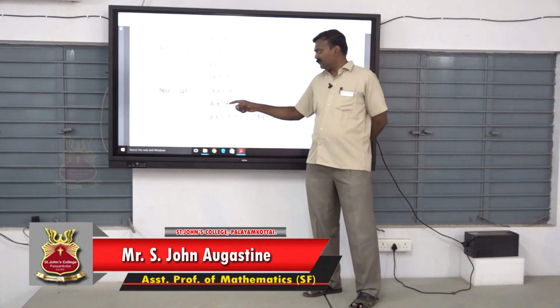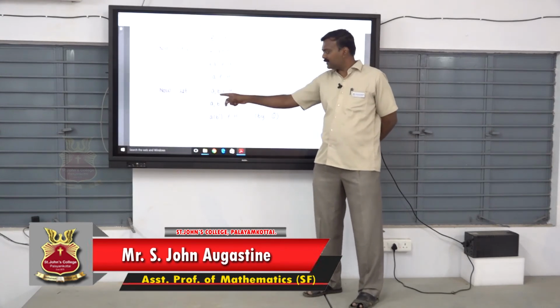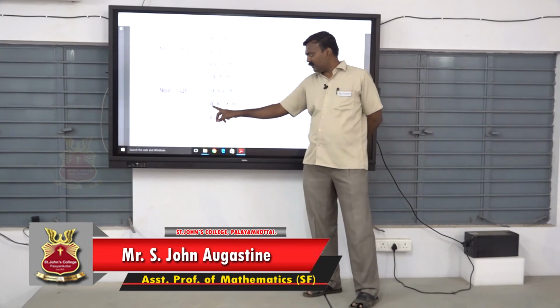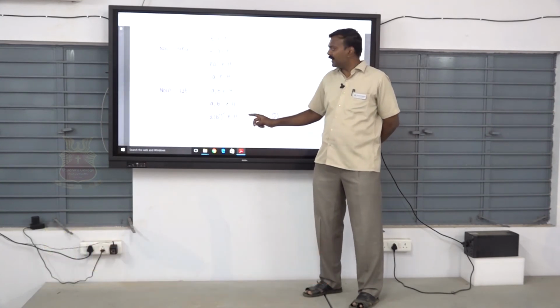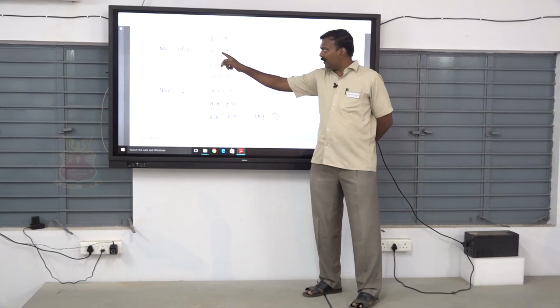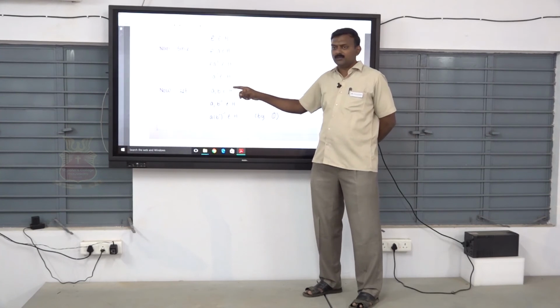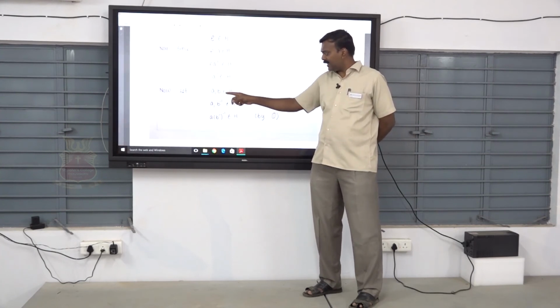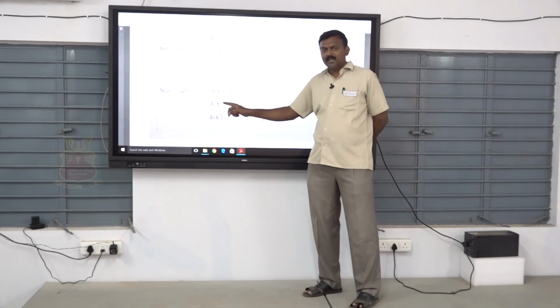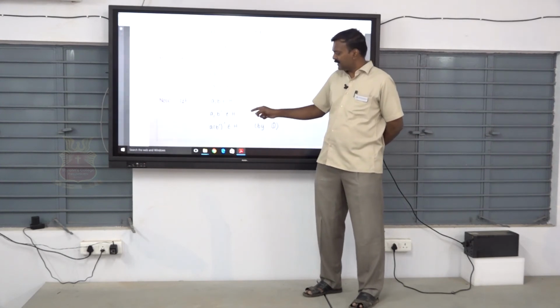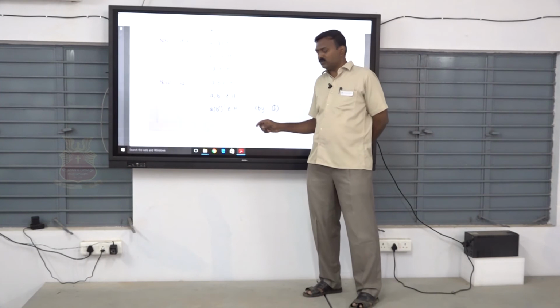Now let a, b belong to H. Then we take two elements a, b belonging to H. Therefore, a, b inverse belongs to H. Why? a belongs to H, a inverse belongs to H. Similarly, b belongs to H, then b inverse belongs to H. Therefore, a, b inverse belongs to H.